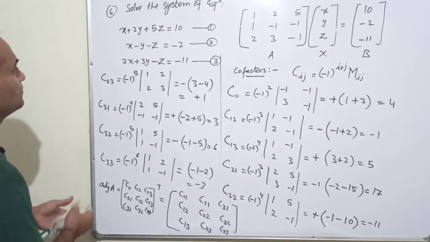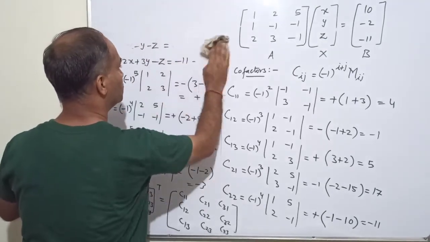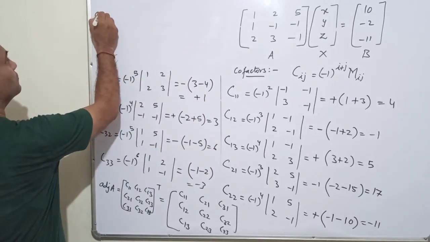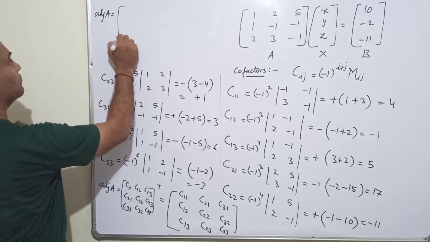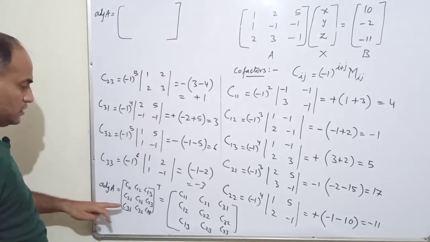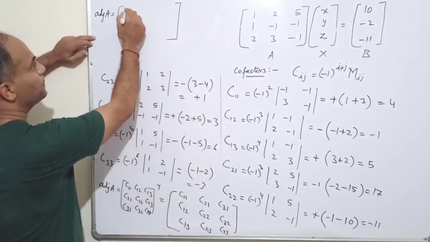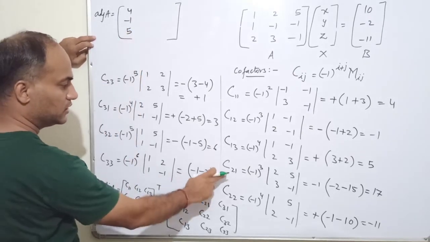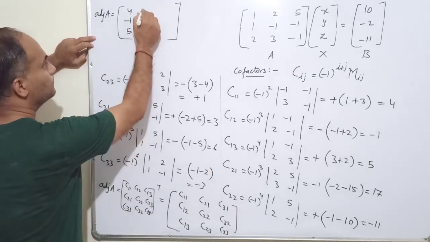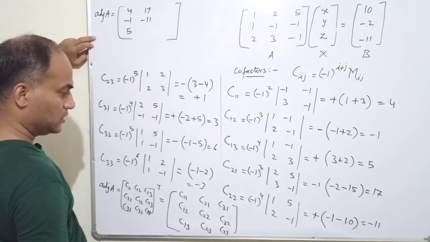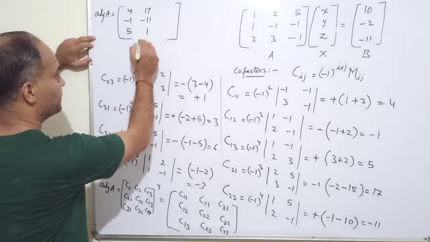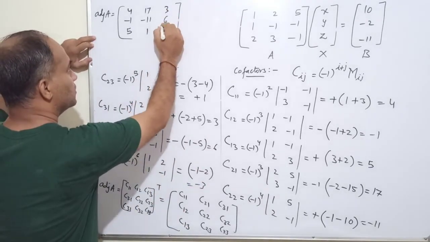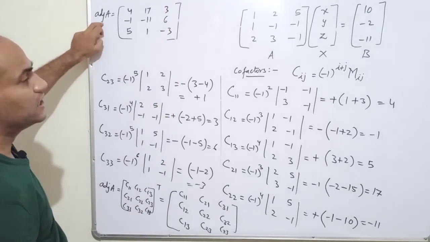We need a space. Let us erase this. C11, this value 4, then minus 1, 5, then 2, 1, 17, minus 11, and then 2, 3 is 1, then we get 3, 6 and minus 3. This is the adjoint of A.